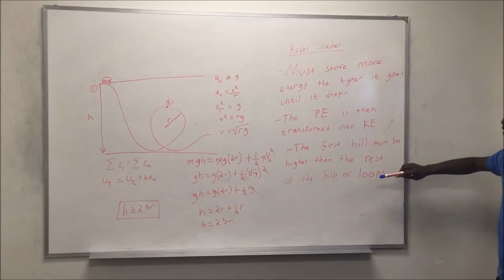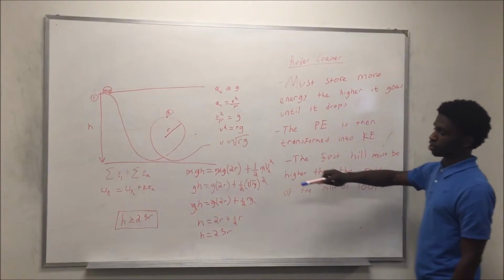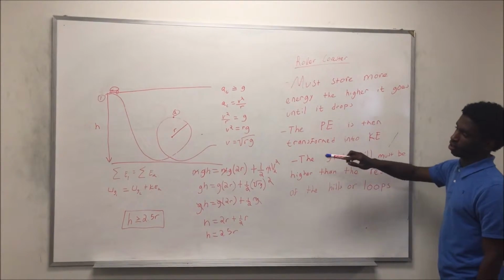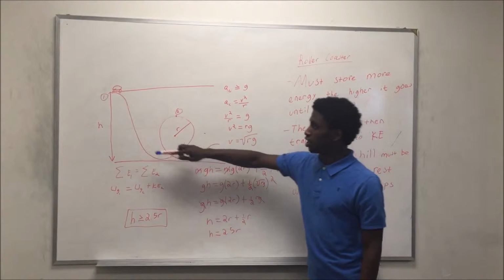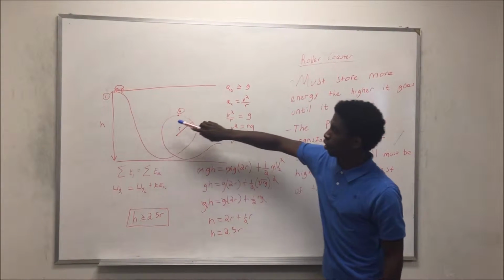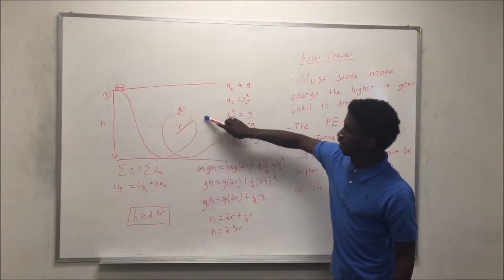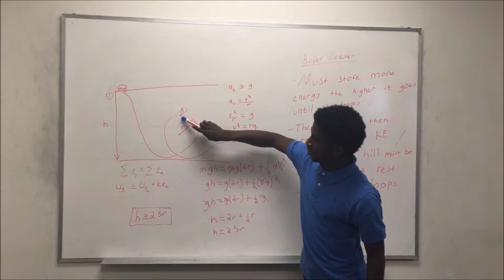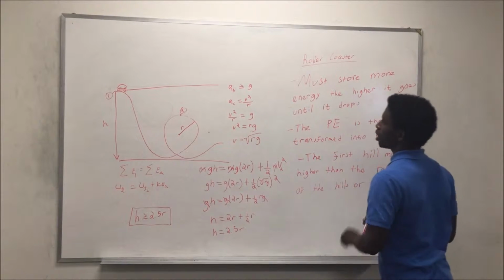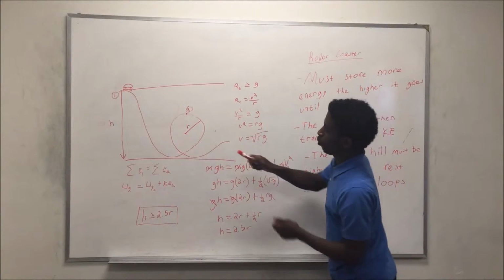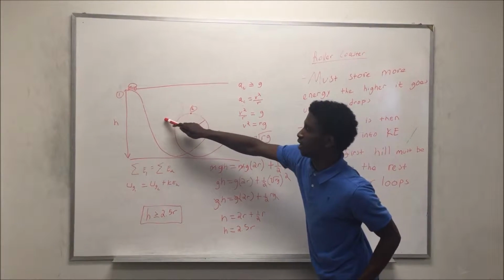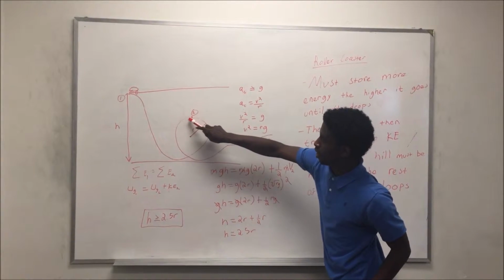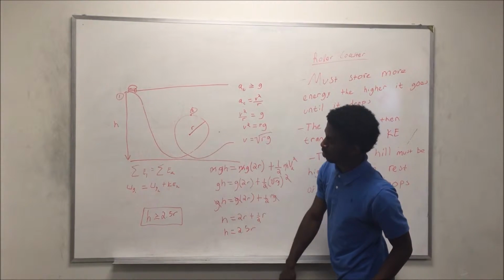And there's a key point right here that says the first hill on a roller coaster must be higher than the rest of the hills or loops. So in order for this to go all the way around here, it must be high. The first hill must be higher than this actual loop. If it wasn't higher, then it would go around the circle and at a certain point around here actually fall down.